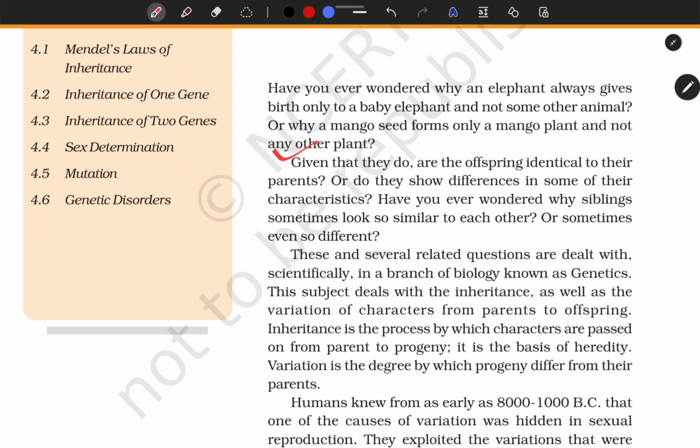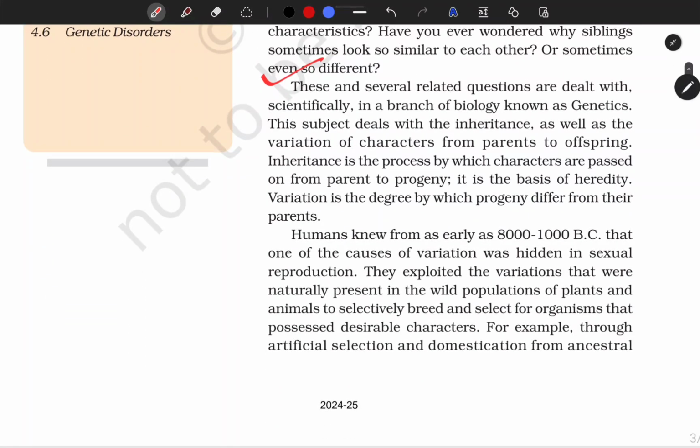Given that they do, are the offspring identical to their parents? Or do they show differences in some of their characteristics? Have you ever wondered why siblings sometimes look so similar to each other, or sometimes even so different? These and several related questions are dealt with scientifically in a branch of biology known as genetics. This subject deals with the inheritance as well as the variation of characters from parents to offspring.